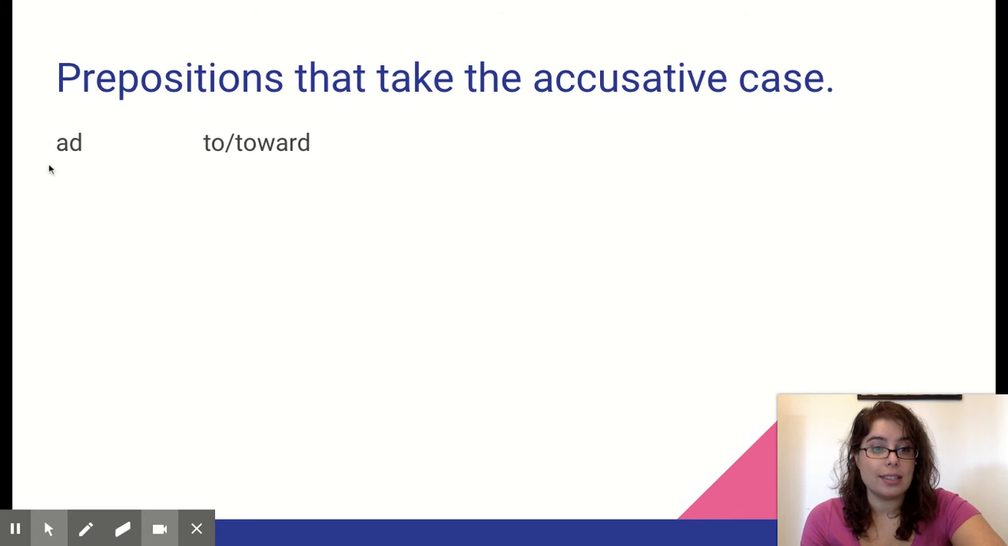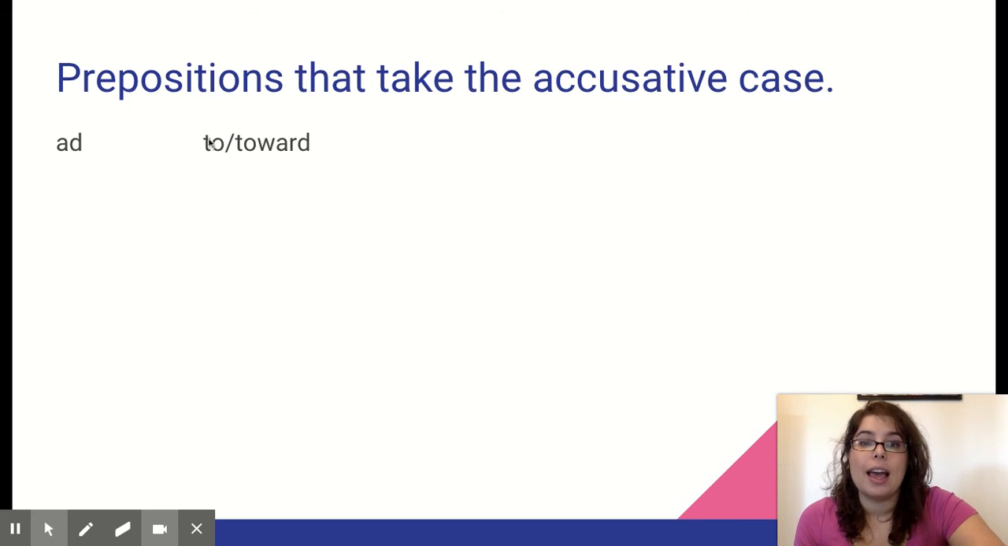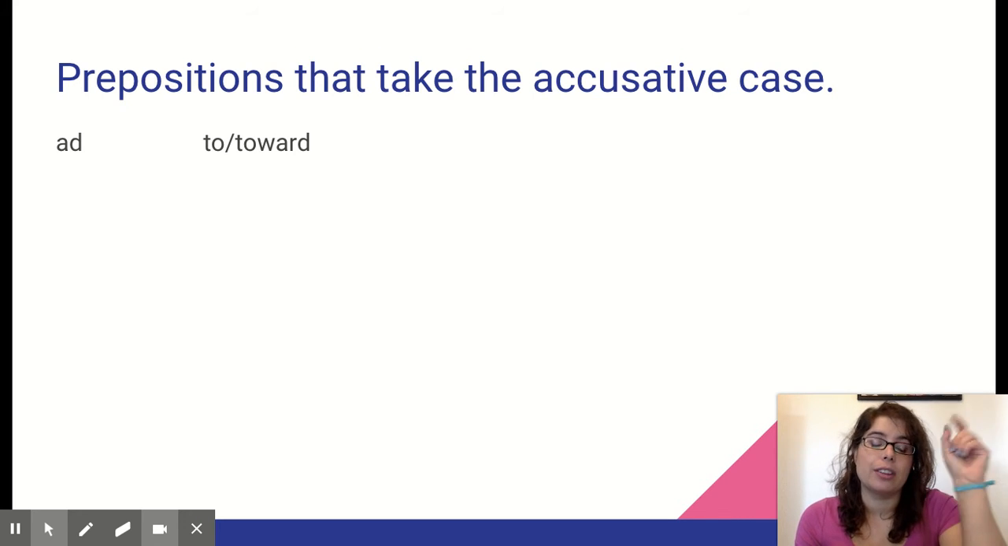But we have ad. Ad is one we have seen before. This is our preposition that means to or toward. It shows motion towards something, okay? And this is a very, very common one. And again, this will take the accusative case, which is the same case as our direct object. So it's going to have in the singular that M ending for our accusative case, like we saw with villam. Circum. Circum means around.